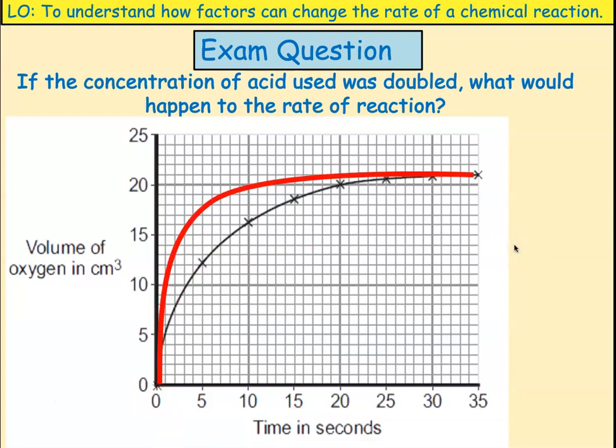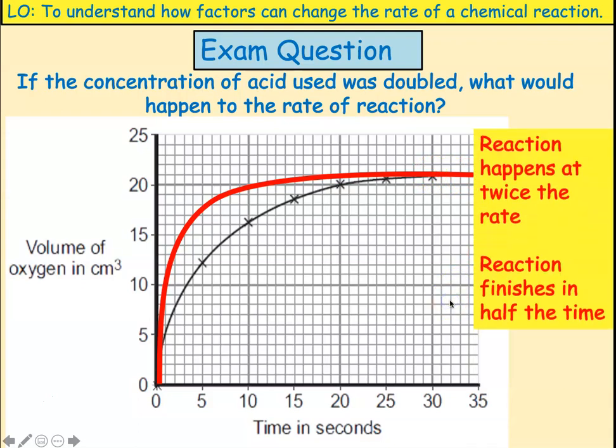Yes, you're right. It should be above the first curve because you've got a steeper gradient. You're making the product quicker, but you notice that we are still ending at the same point. So let's explain that, right? The rate of reaction happens twice at the rate and it finishes in half the time.